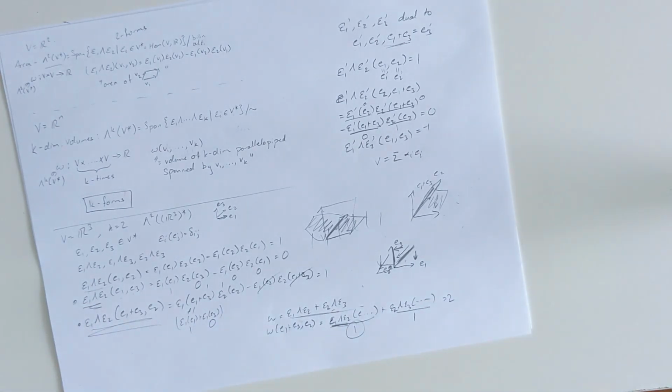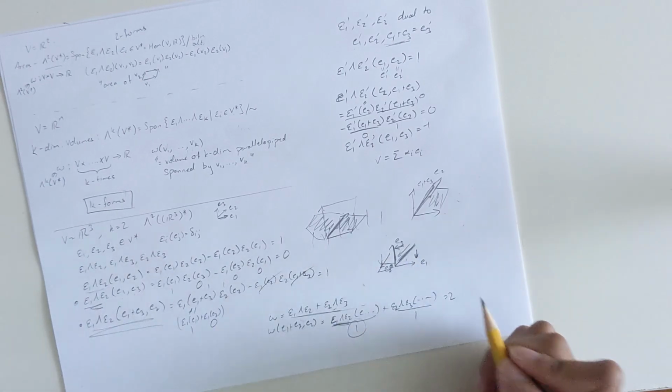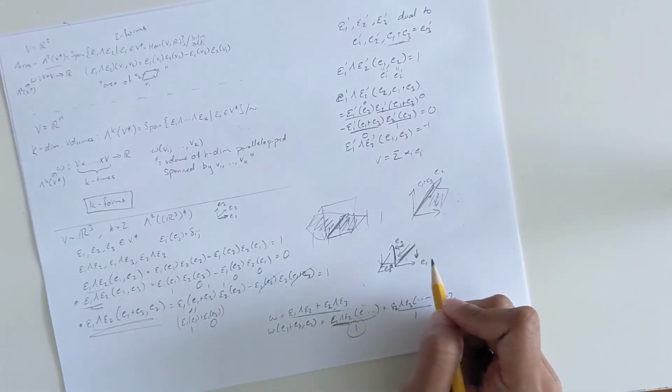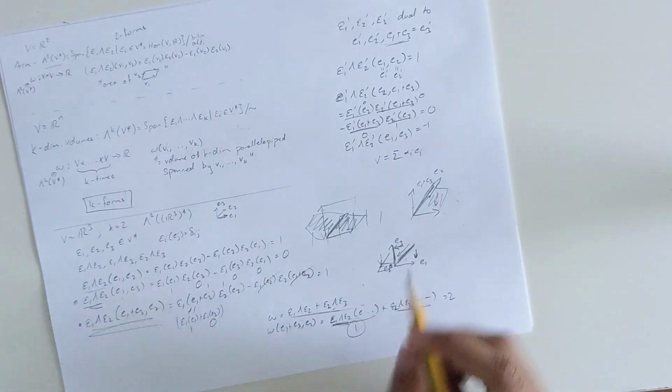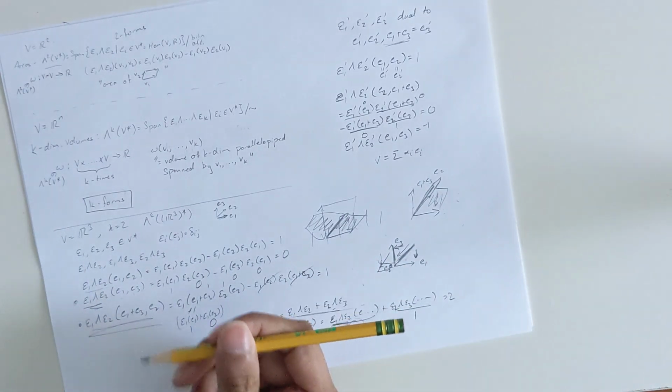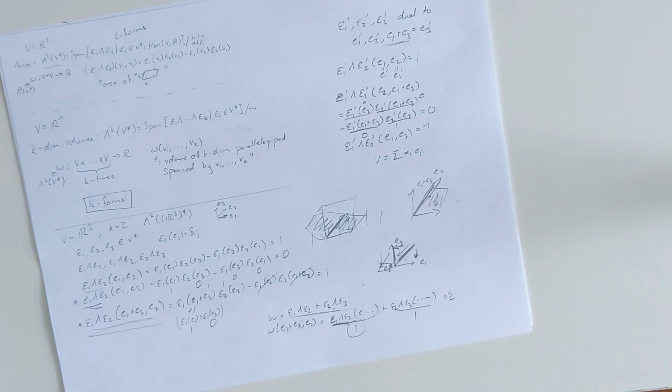So this is not saying that this parallelogram itself has an area of 2, because as we saw earlier, this was some weird thing where this actually has an area of root 2, but we're getting an answer of 2. But what this is saying is that if you project down into each direction and then you take the sum of the areas, then you'll get 2.